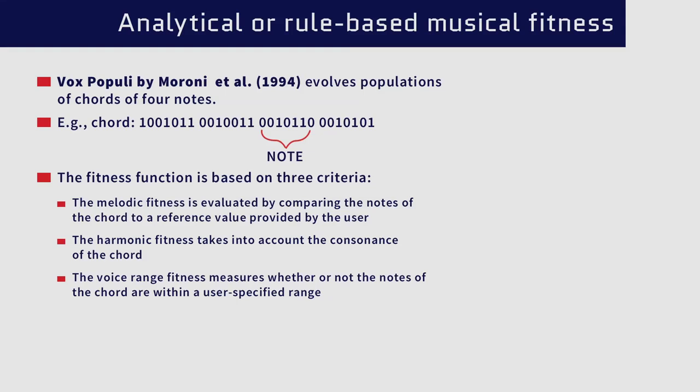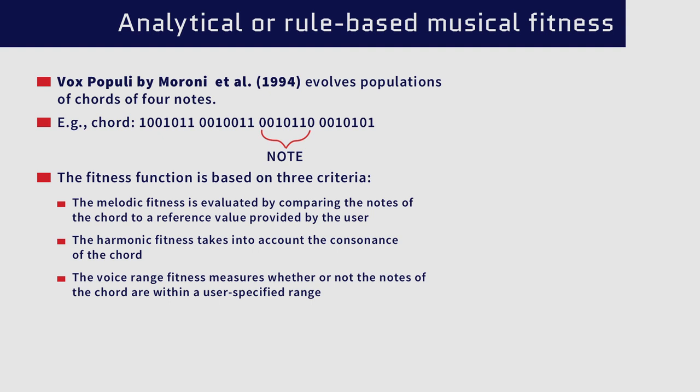These can be specific to a particular musical style, or they can be more generic, music theory-based rules regarding intervals, tone centers, and compliance to key and meter. For example, the 1994 system Vox Populi by Moroni and colleagues involves populations of chords of 4 notes. Each note is represented as a 7-bit binary string. The genotype of a chord therefore consists of a string of 28 bits. Here is an example of such a string.